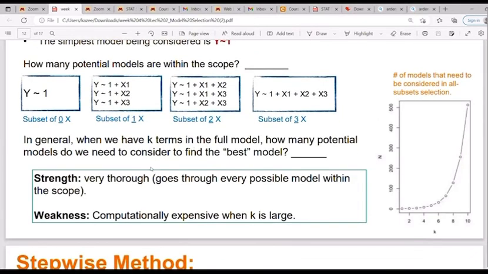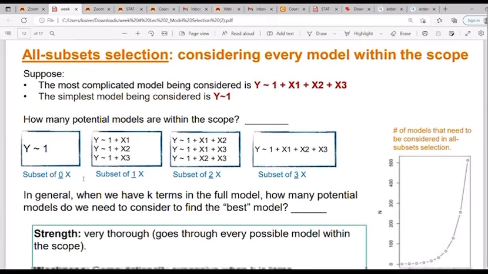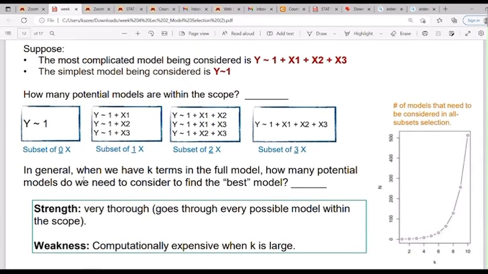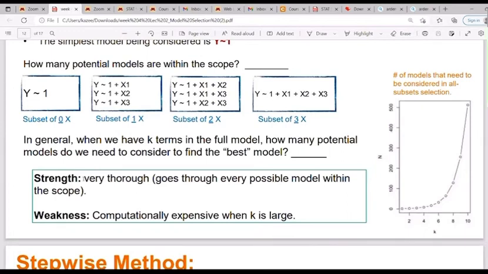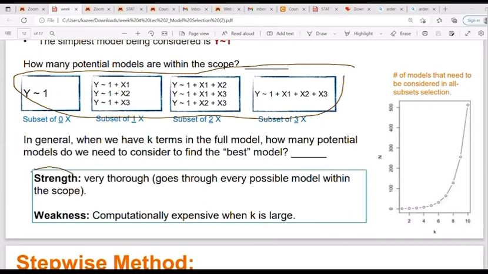I want to talk about something really quick, something we call strengths and weaknesses. When you take a look at the all-subset selection approach, the strength of that approach is that before we decide on the best regression model, we go through all the possible regression models. We're actually going to walk through all the possible models within the scope. But what is the weakness? The weakness is computation. It's going to be computationally expensive when k is large.